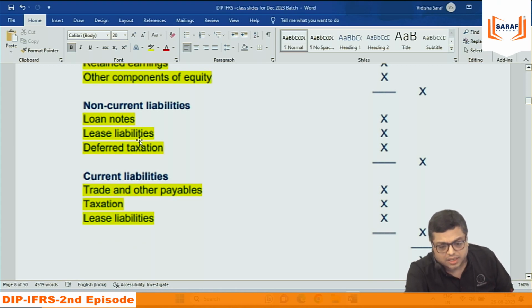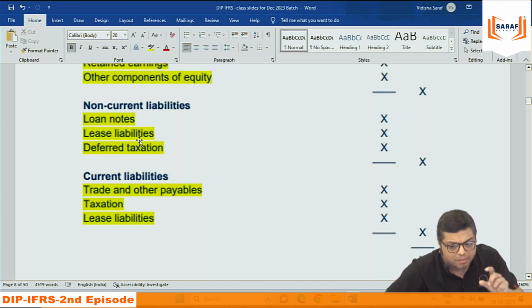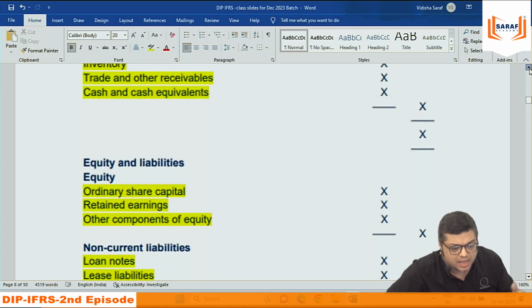Non-current: payable after 1 year, 2 years, 5 years, 10 years. Loan from bank, term loan, payable after 10 years. Debenture issued by the company, redeemable after 5 years. Anything which is payable beyond 1 year is non-current, and anything which is payable within 1 year is current liability. Similar to current assets and non-current assets.